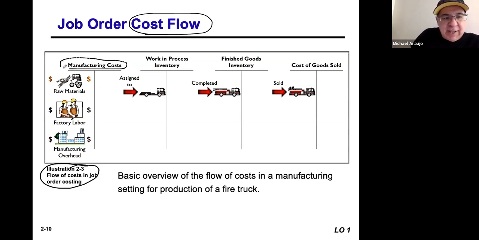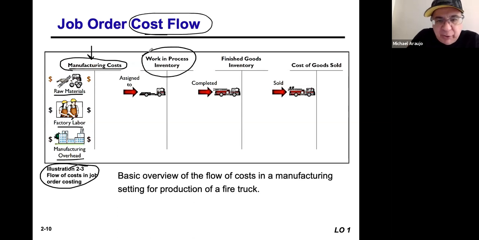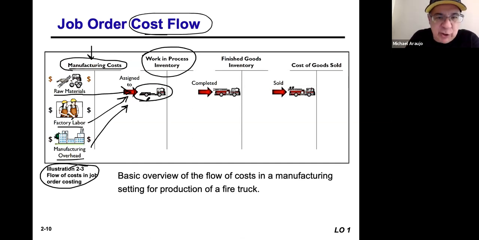Remember, we started off understanding in chapter 1 that there are manufacturing costs. There are raw materials that we need. There is factory labor that is necessary. And there's manufacturing overhead that's necessary. This is how things start. This is the starting point. Once we start working on transferring those raw materials into finished goods, then we're going to be assigning costs from each of these categories to work in process inventory. Again, work in process means they're in the process of creating a finished good. Okay.